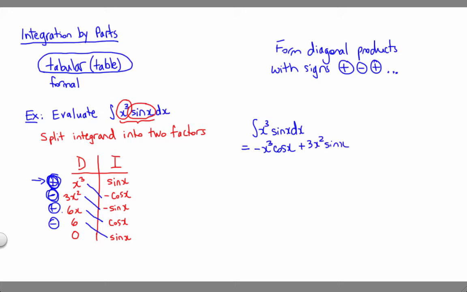Okay, and then continuing down, we've got positive 6x times cos x. So let's write plus 6x cos x. And then finally minus 6 sine x. Okay, and the table or tabular method is a little bit of a shortcut. We are going to have to remember conceptually that we're going to need a plus c at the end of this expression.